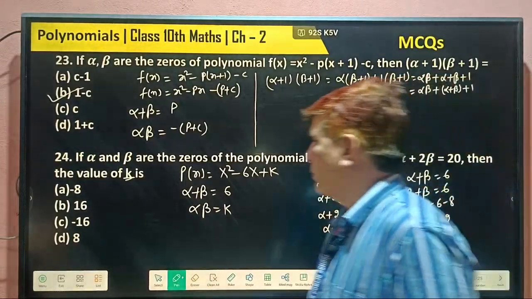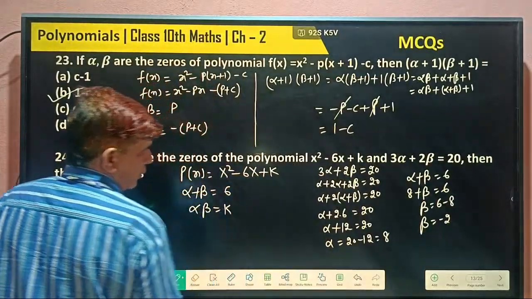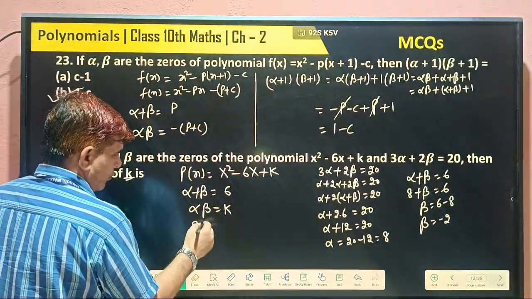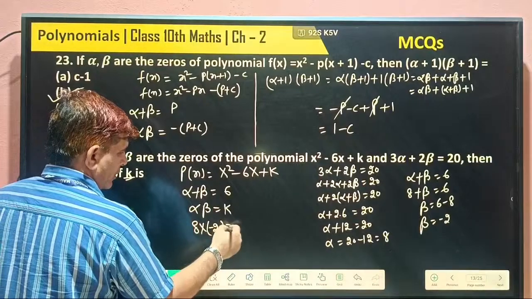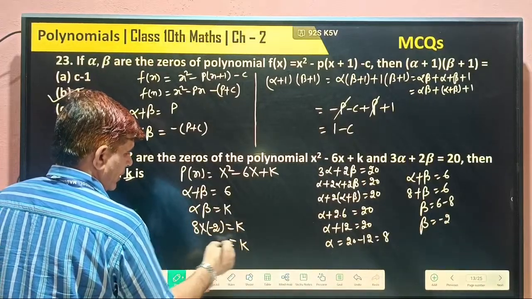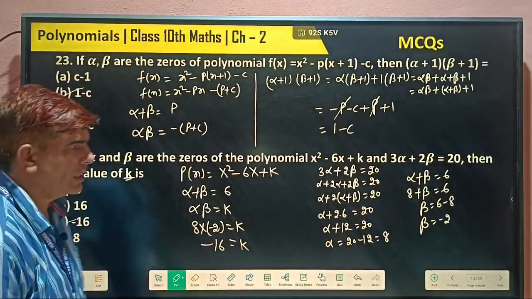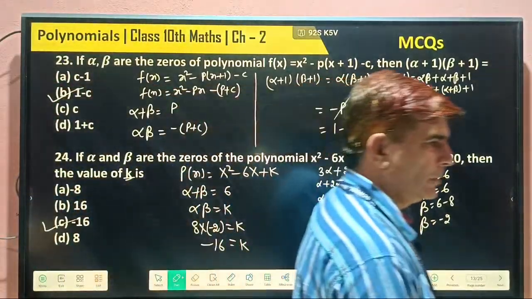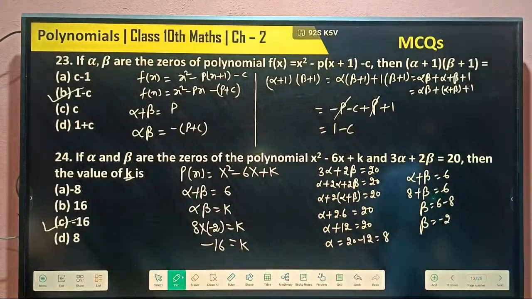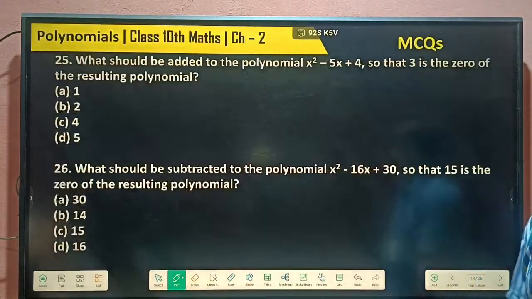We have to find out the value of k. We know the value of alpha, we know the value of beta, and alpha beta is equal to k. So what's the value of k? Minus 16. So C is your answer. So beta, need concentration.